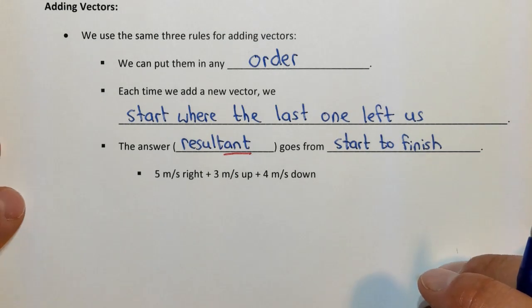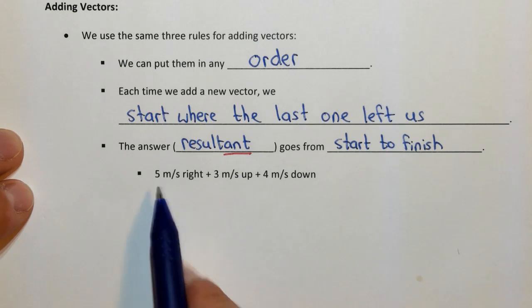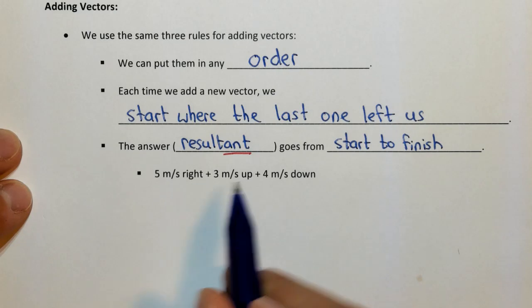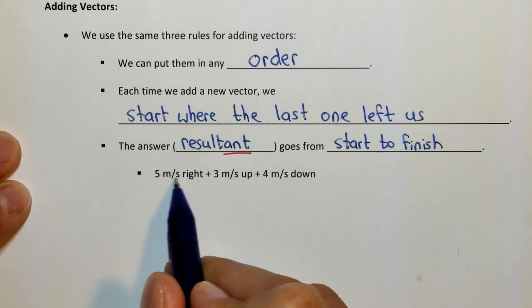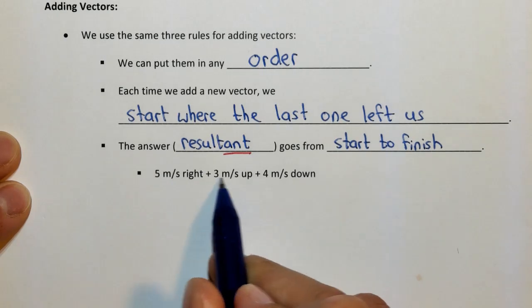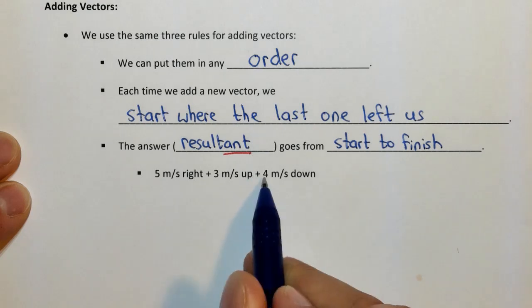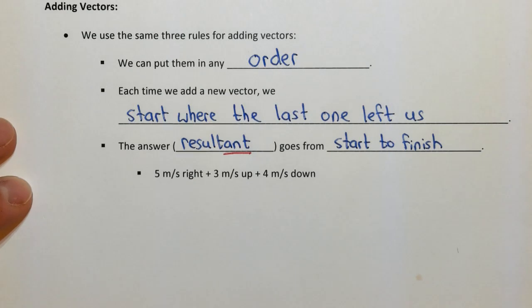Let's use them to add some vectors. So here are 3 vectors, right? 5 meters per second right, 3 meters per second up, 4 meters per second down. Each of these has a magnitude and a direction. A magnitude that tells us how much, and a direction that tells us which way.